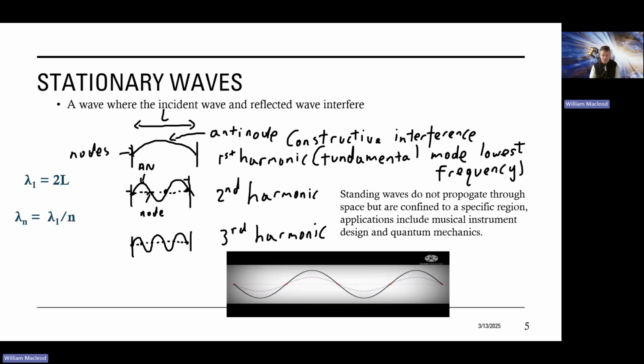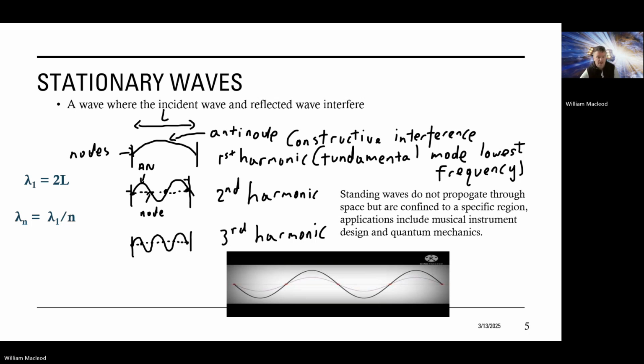Now, applications of standing waves are, for example, musical instruments. So plucking a guitar string would be an example of a standing wave, or a woodwind instrument where the wave is confined in a specific space. And then other applications are quantum particles, such as electrons, which are confined in a space as well. They can be described in terms of standing waves. And I talked a little bit about that in a video I made a while back on quantum mechanics.